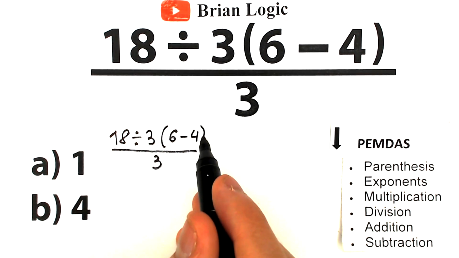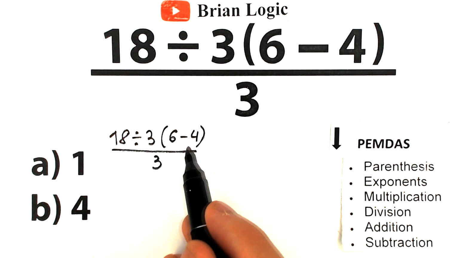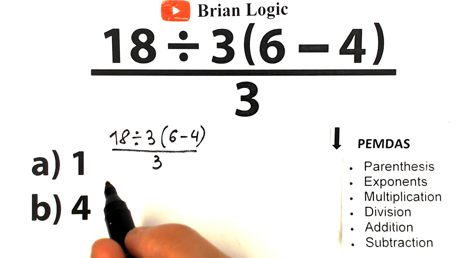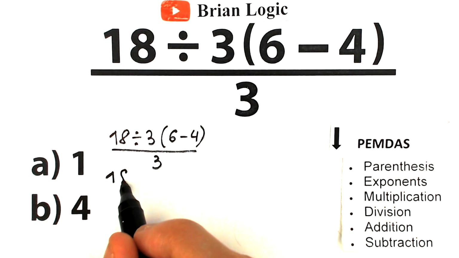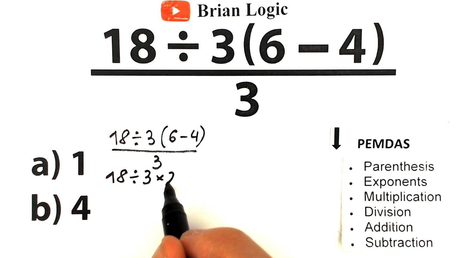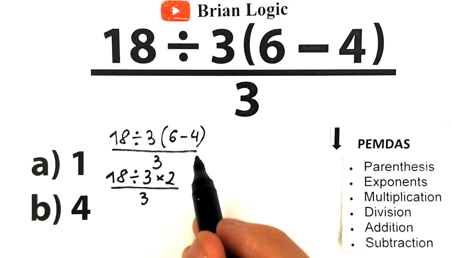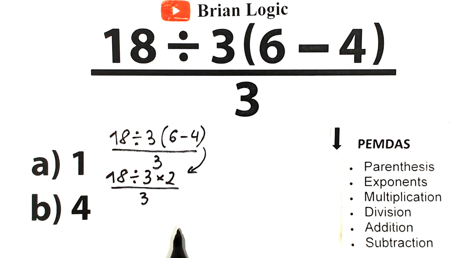Doesn't matter which order of operations you prefer, the first step is to evaluate the expression inside parentheses, 6 minus 4, which gives us 2. So we have 18 divided by 3 times 2, and we divide all of this by 3. After the first step, this is the expression we have.